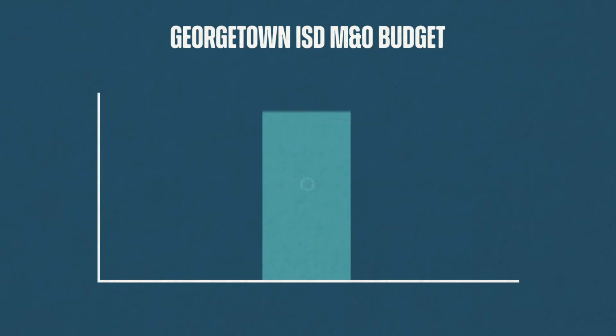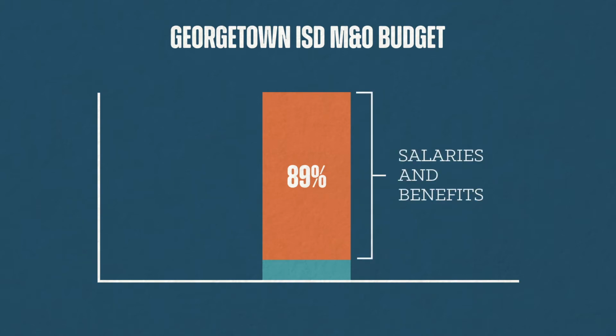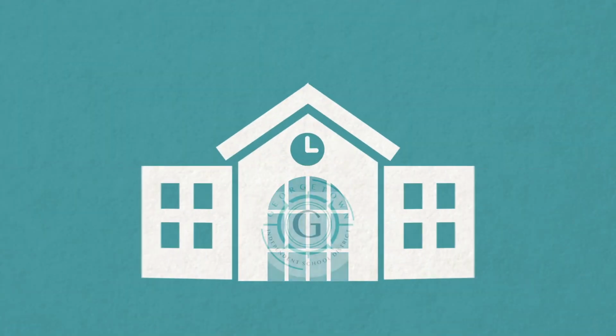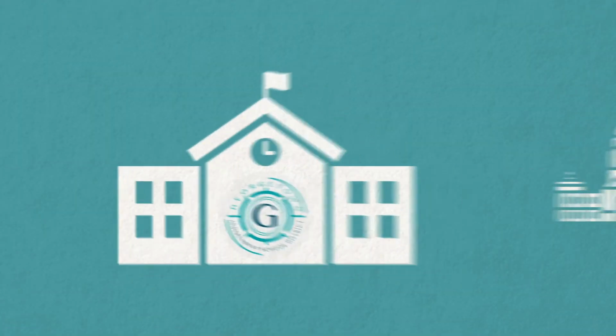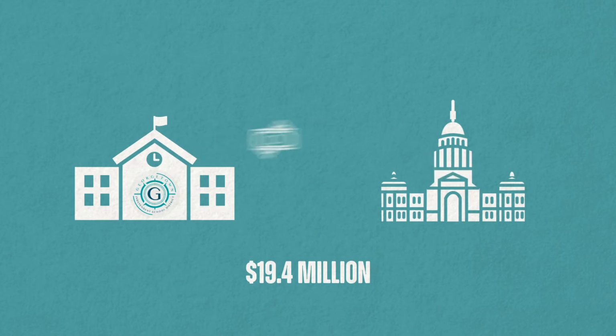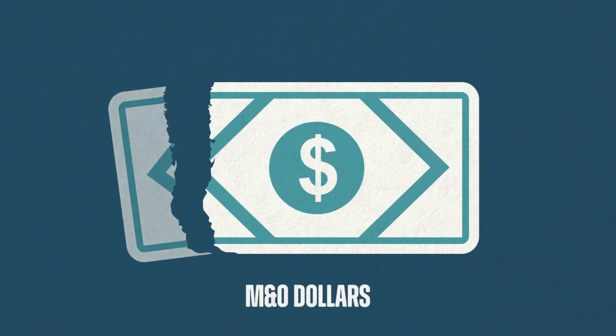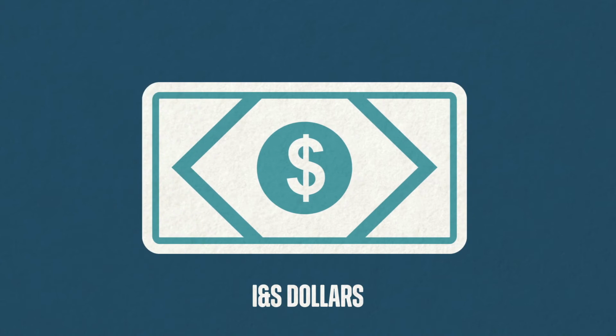Why not use M&O funds to pay for capital projects and improvements? Approximately 89% of Georgetown ISD's M&O budget is spent on salaries and benefits, which leaves very little to pay for major capital projects. And because the district is considered property wealthy, Georgetown ISD must send about $19.4 million back to the state of Texas. Due to this recapture, the district is only allowed to keep about 86 cents of every dollar from the M&O budget. But with bond funds, the district is allowed to keep every dollar.